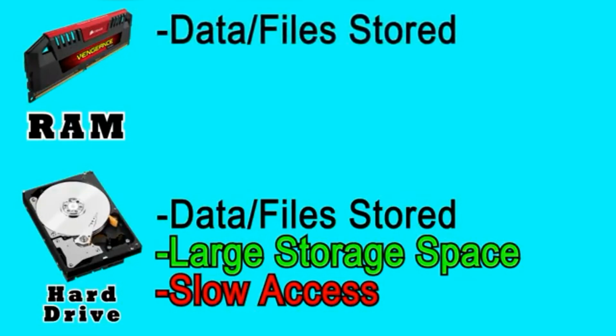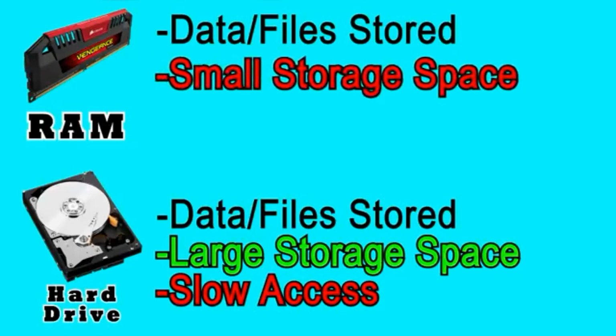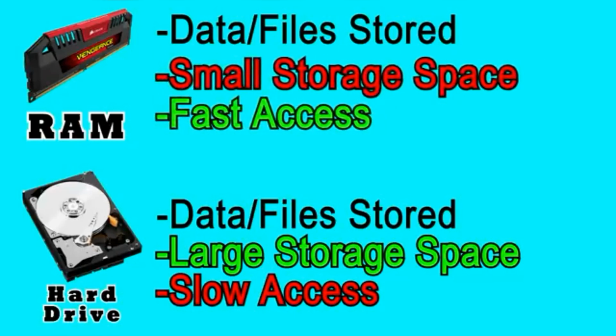It stores the exact same kind of data as your hard drive, but RAM sacrifices storage space for nearly instant accessibility. Unlike your hard drive, which sends all of its data through a tiny little thin wire, your RAM is arranged in these long, thin sticks that insert into your motherboard.